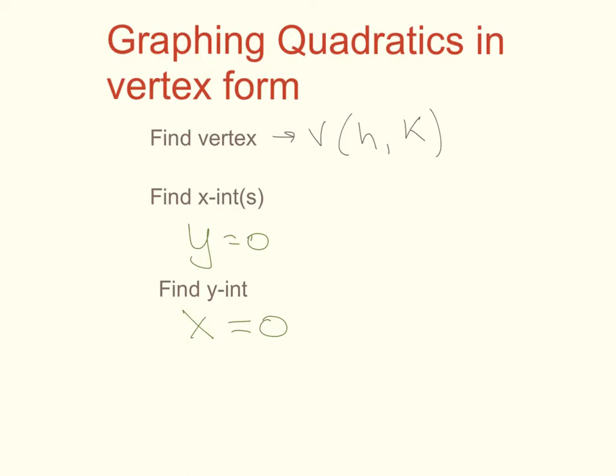Once we've done that, the last thing that we need to find is what's called the point symmetric to the y-intercept. Essentially, this is a point with the same y output as the y-intercept. So it will have the same y value, but it will be on the opposite side of the vertex. I think this will become more clear once we try to do a problem on our own. But that is the 4th step: finding the point symmetric to the y-intercept.